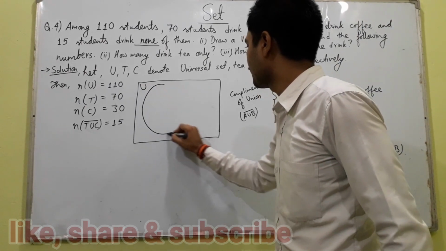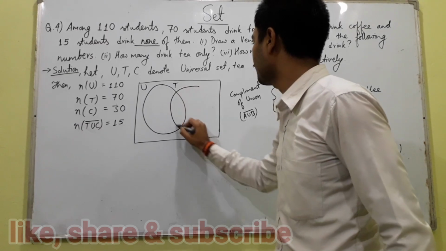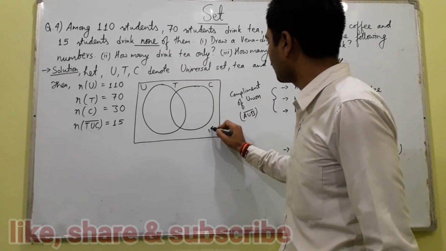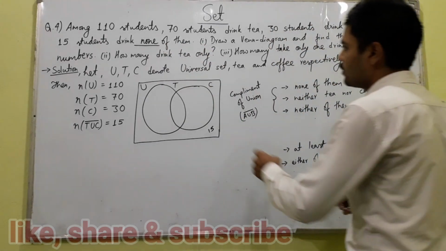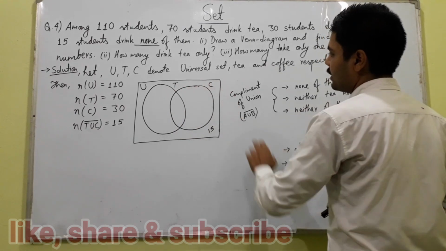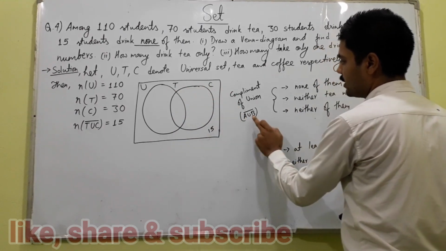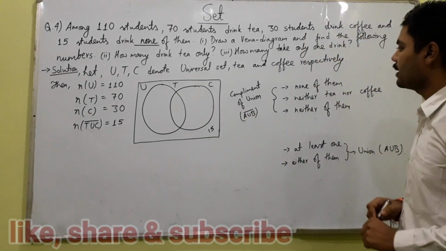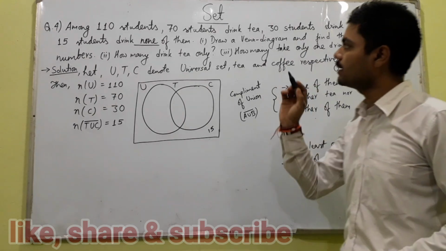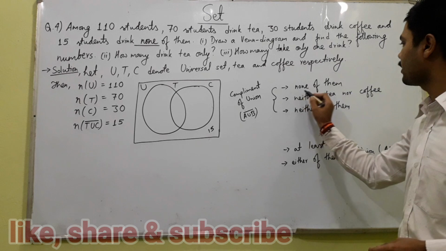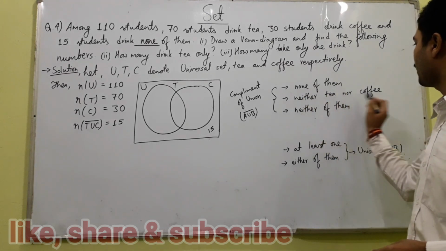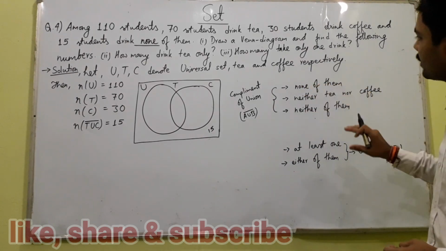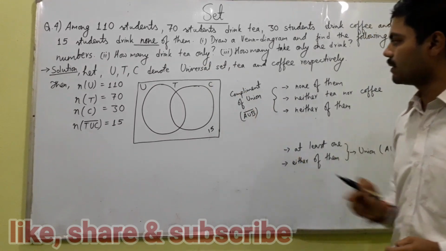Universal set. This is tea and this is coffee, and 15 students drink none of them, which means they are out of the group. If you write A and B, then the complement of A union B means it is out of the main group, the union group. So you can identify the cases where they are clearly out of the group when there is a phrase like none of them, neither tea nor coffee, or neither of them. These three statements describe the complement set.